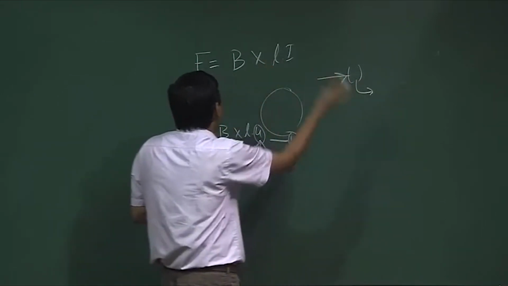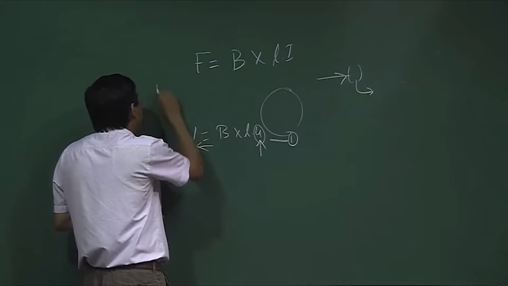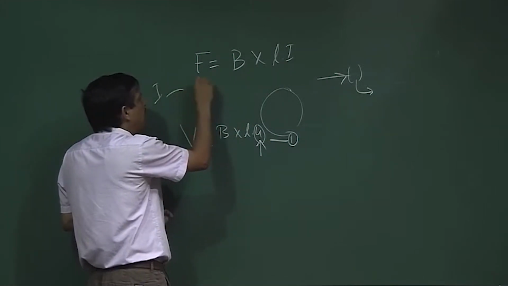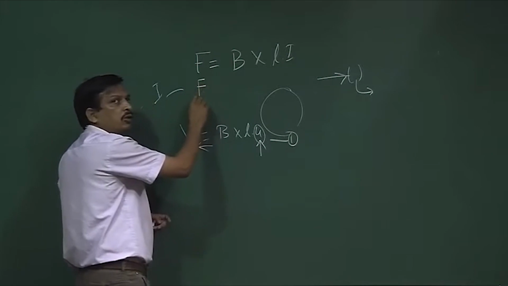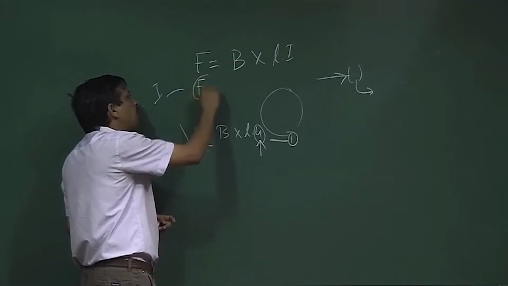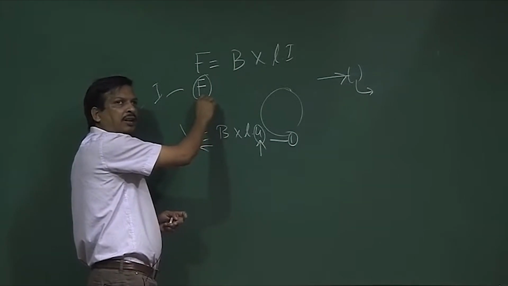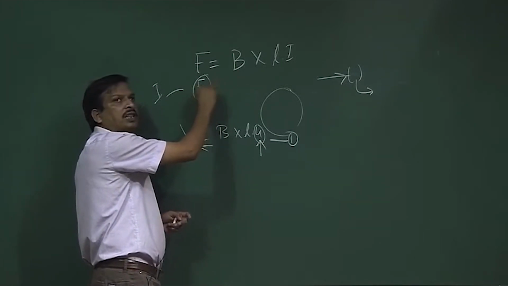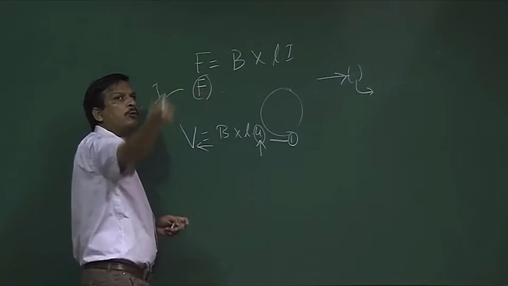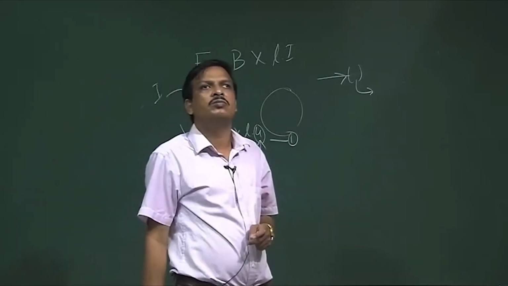If I want a loudspeaker, there will be an electrical signal, a current I will flow, and I have to create a force by which the diaphragm will vibrate. The vibration is nothing but a mechanical oscillation. So, this force creates a mechanical oscillation which produces the sound.